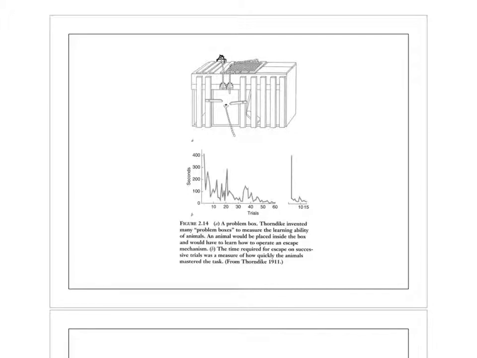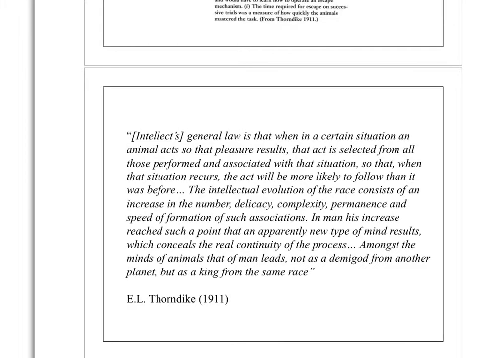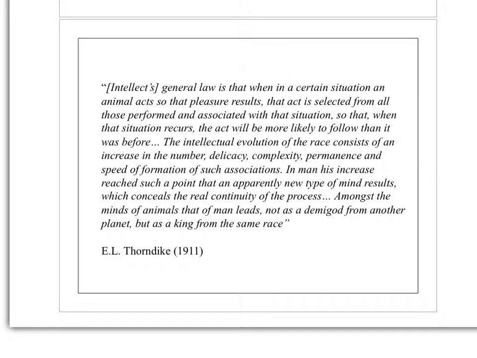Okay, this was a problem box to measure the learning ability of animals. An animal would be placed inside the box and would have to learn how to operate an escape mechanism. And then they would measure how long it actually took. The general law is that when in a certain situation an animal acts so that pleasure results, that act is selected from all those performed and associated with that situation, so that when the situation recurs, that act will be more likely to follow than it was before. So the intellectual evolution of race consists of an increase in the number, delicacy, complexity, permanence, and speed of formation of such associations.